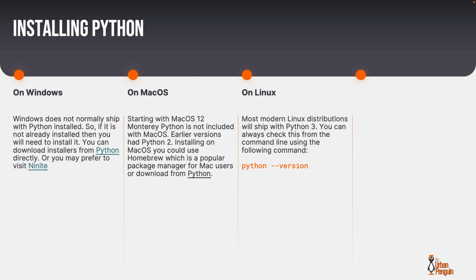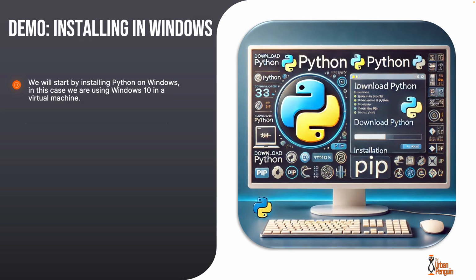On Linux, most modern Linux distributions are going to ship with Python 3. It's very much at the heart and center of many things in Linux. We can always check that we have got Python installed by checking our Python version. First up, we're going to take a look at installing on Windows.